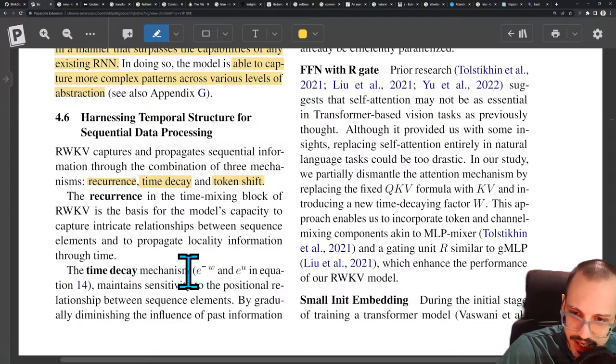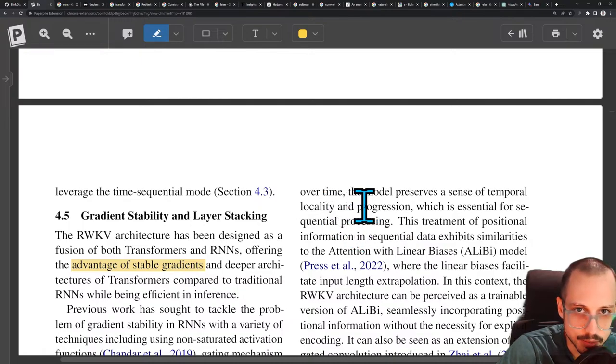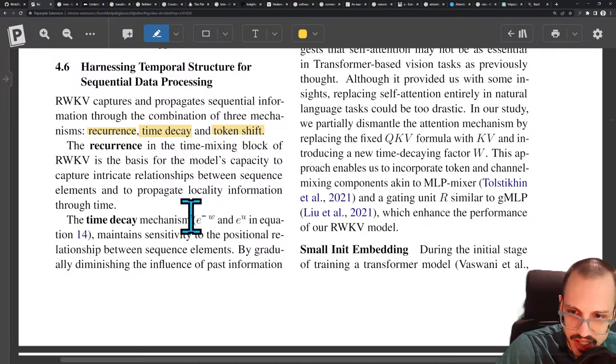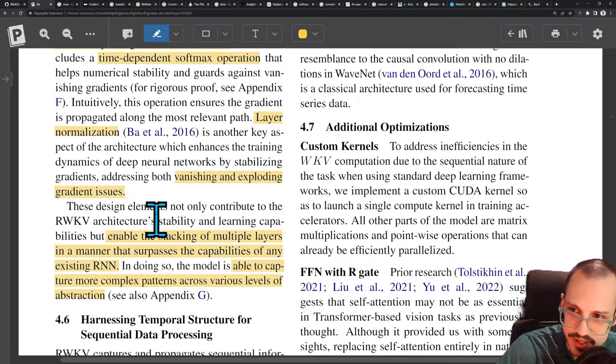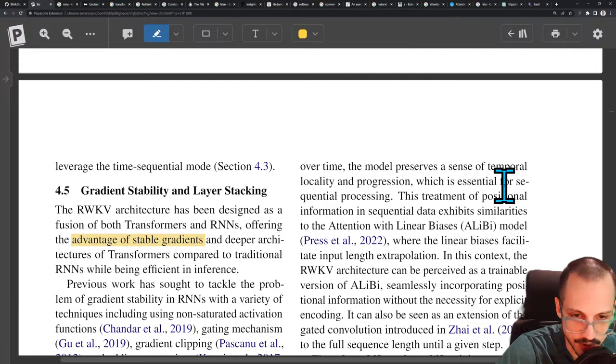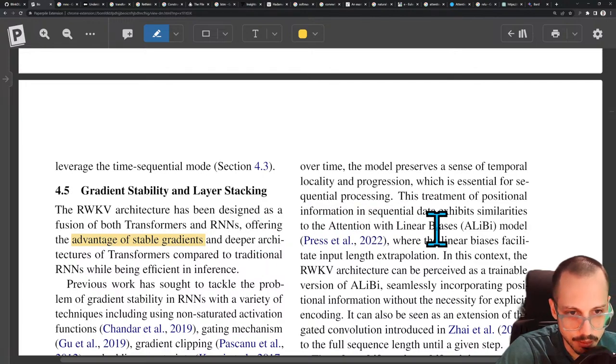Time decay mechanism, e to the negative w and e to the u in equation 14, maintains sensitivity to the positional relationship between sequence elements. By gradually diminishing the influence of past information over time, the model preserves a sense of temporal locality and progression. Yeah, I still feel like this is maybe not necessarily a good prior. I guess that's the whole point of this forget gate, that it makes sure that important things are still there, even if they're farther away in time. The treatment of positional information in sequential data exhibits similarities to the attention with linear biases, where linear biases facilitate input length extrapolation.